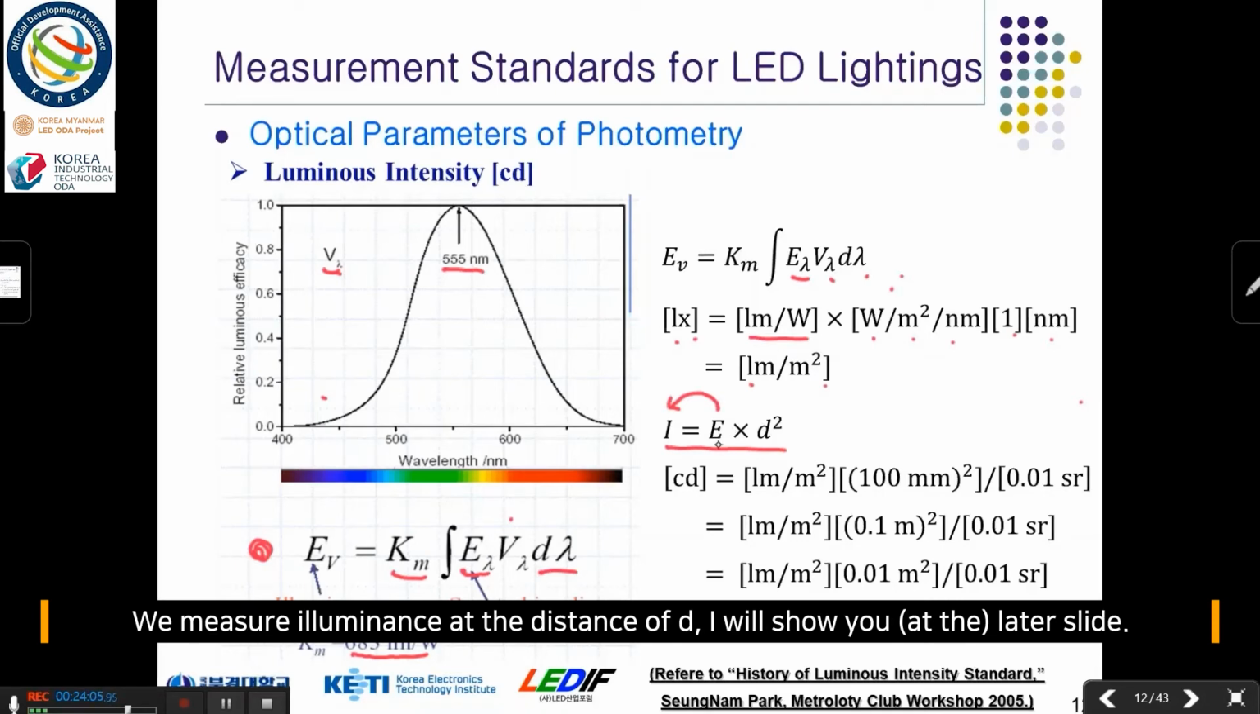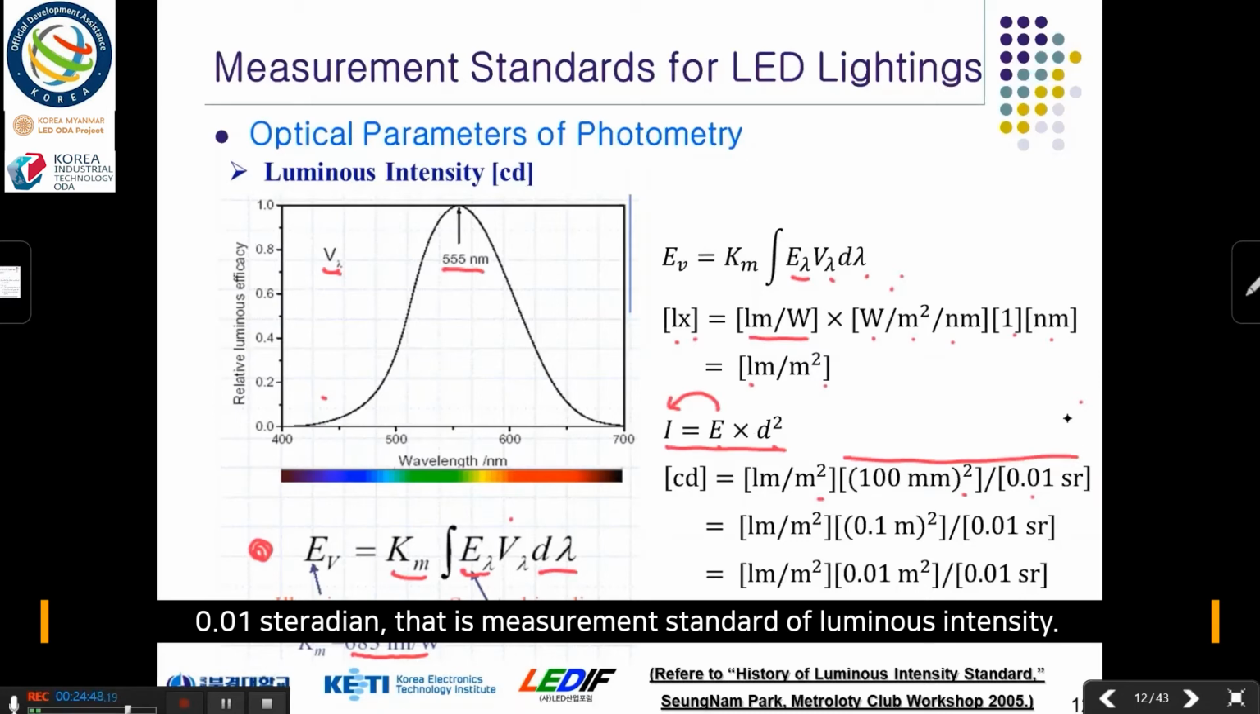We measure illuminance at the distance of d. I will show you in a later slide. Lumen per meter square, and the aperture is 100 millimeter square per 0.01 square radian. There is the measurement standard of luminous intensity. So luminous intensity is candela, and then you can calculate, and then you can derive lumen per square radian. Therefore, candela is lumen per square radian.